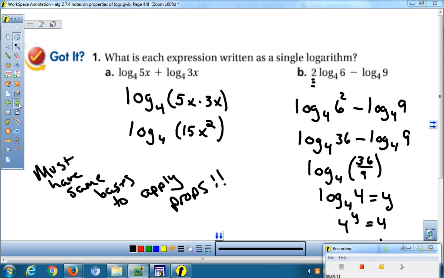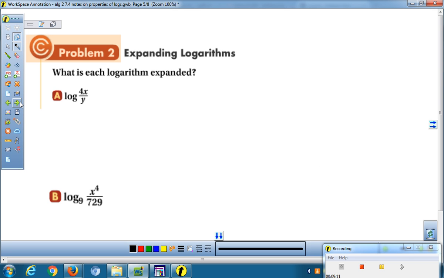All right, moving on. So now what if I ask you to go the other direction? I'm asking you to expand to multiple logarithms instead of condensing to one. So when you see division, you think it changes to subtraction. When you see multiplication, it changes to addition. So let's take care of the division first.